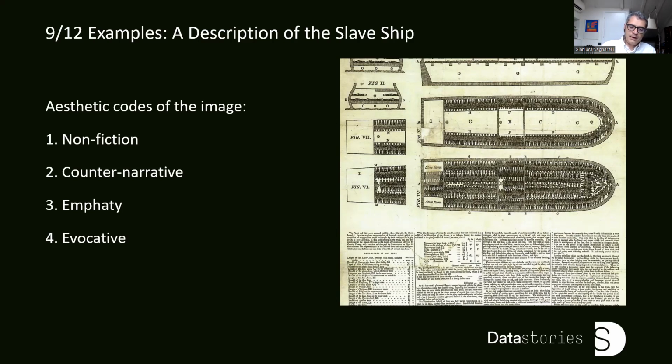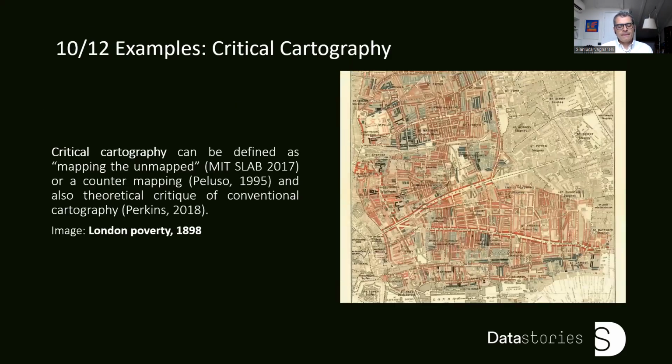The second example is an example of properly big data storytelling for social change. In more detail, it is an example of critical cartography. Critical cartography can be defined as mapping the unmapped, or counter mapping, and also a theoretical critique of conventional mapping or conventional cartography. In short, it is the idea that maps are not value-free or neutral, because maps reflect and perpetuate relations of power.